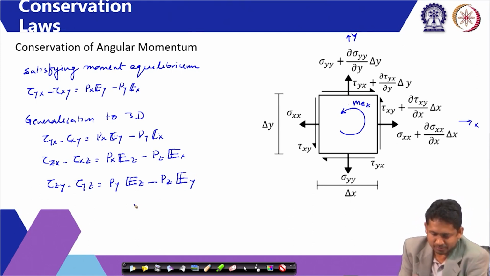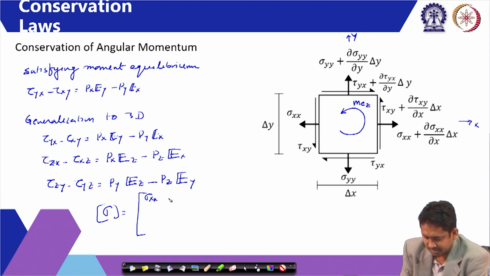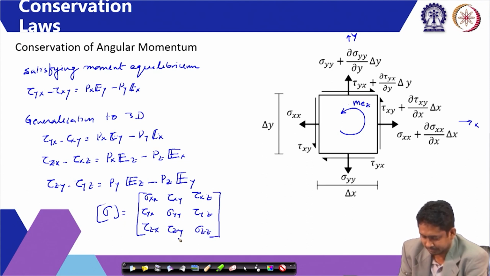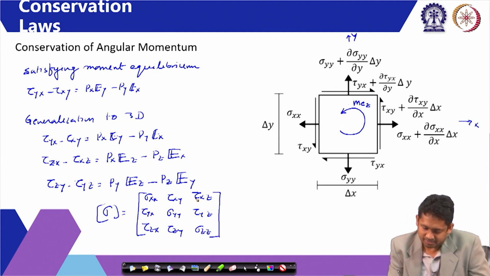So, when we neglect these terms, it becomes tau yx equal to tau xy, tau zx equal to tau xz, tau zy is equal to tau yz. In that case, the stress matrix becomes sigma xx, tau xy, tau xz, tau yx, sigma yy, tau yz, tau zx, tau zy, sigma zz. Now, if this and this are equal, this and this are equal, this and this are equal, we have 6 independent terms.